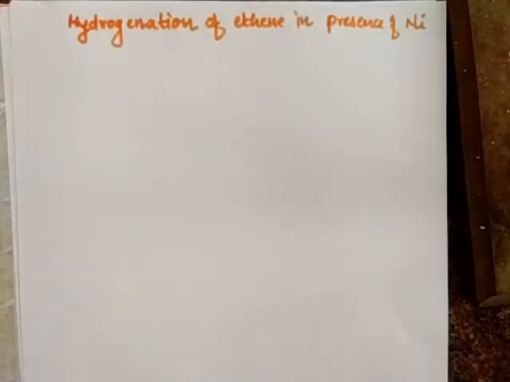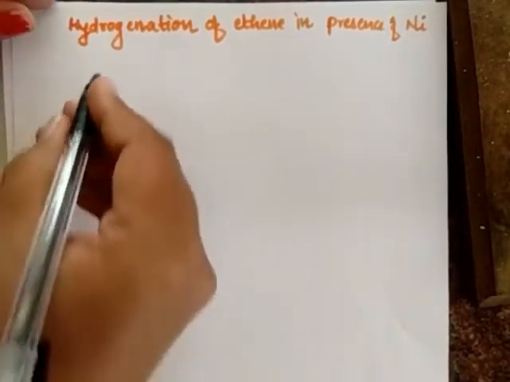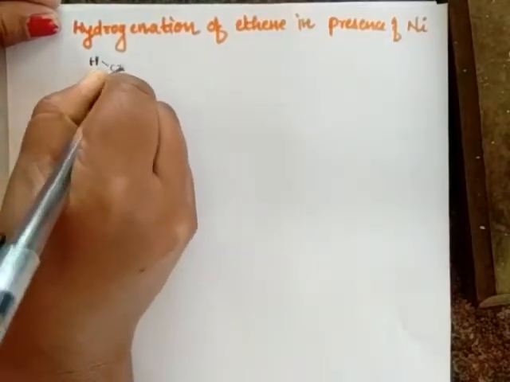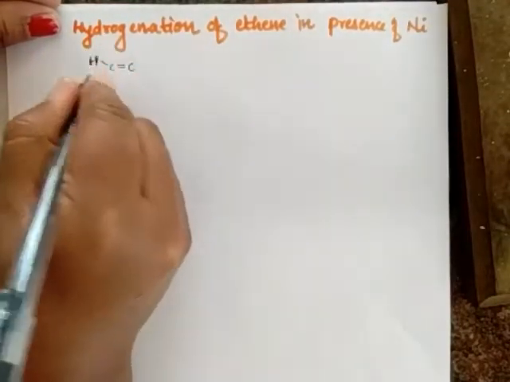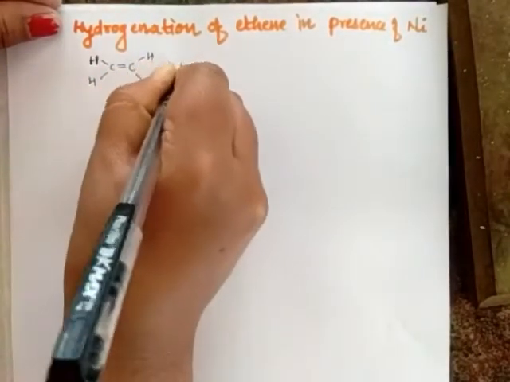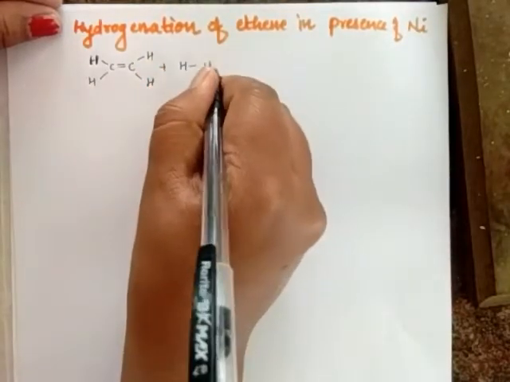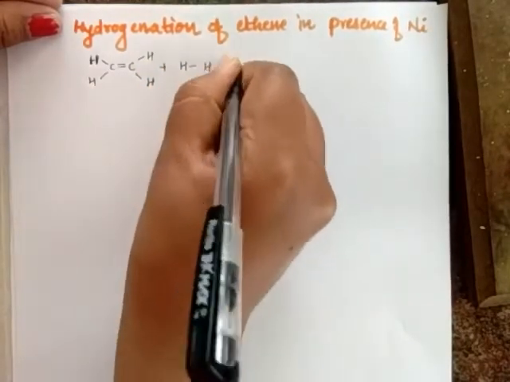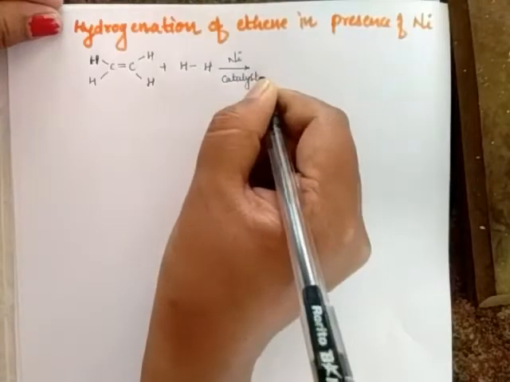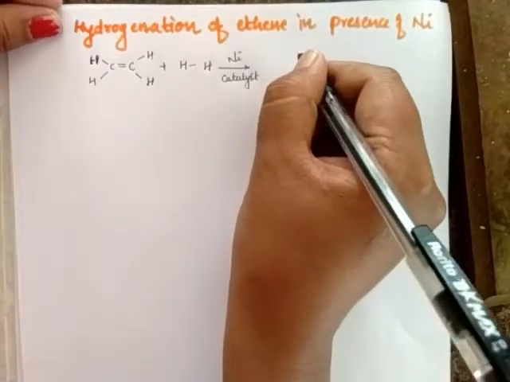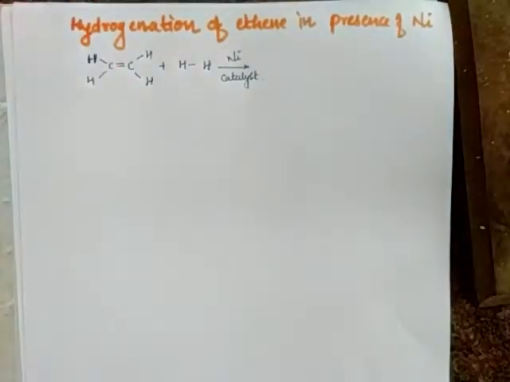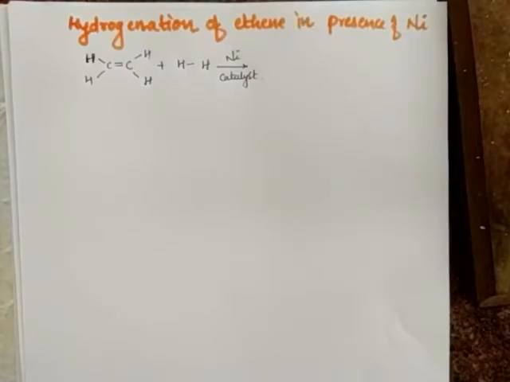So how exactly will the hydrogenation take place? Just to see, this is our ethene molecule, and this is our hydrogen molecule, and in the presence of nickel as a catalyst, which is solid in nature, we will get ethane, that is our gas. Ethane is also a gas, and ethene is also a gas. Okay, we will get ethane.